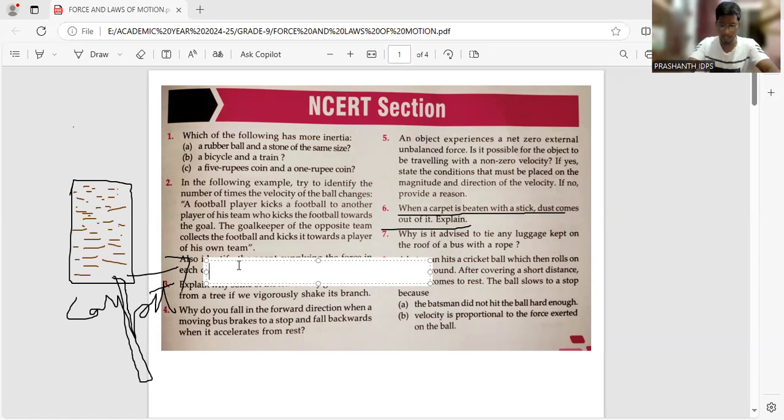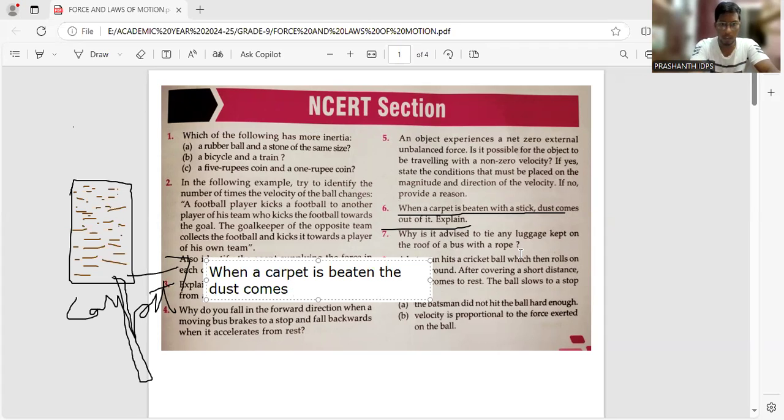I will be writing the answer. When a carpet is beaten, the dust comes. My battery is low. Just give me a minute. I'll connect the battery.